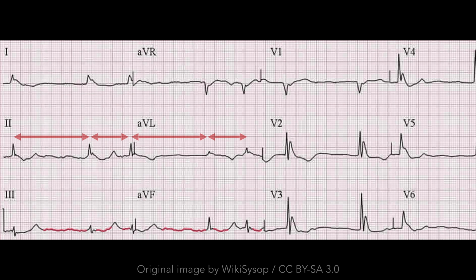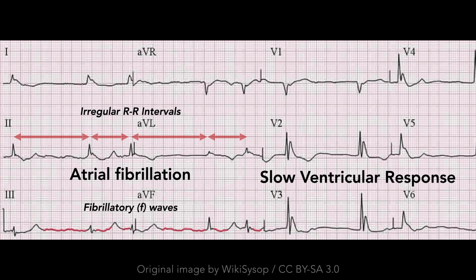In regard to the underlying rhythm, marked slowing of the heart rate can occur due to a variety of bradyarrhythmias, such as sinus bradycardia, AV block, and atrial fibrillation with slow ventricular response. In this ECG, note the irregular RR intervals and fibrillatory waves of AFib, yet the slow ventricular rate. One pitfall to be aware of, however, is that shivering can lead to electrocardiographic artifacts, such as waves simulating ventricular tachycardia.